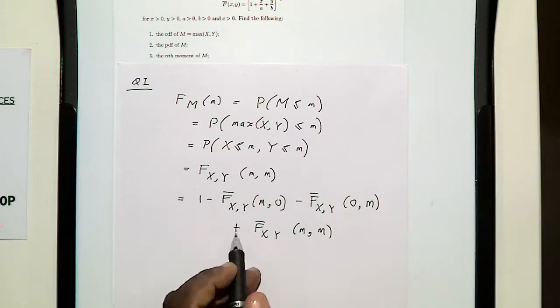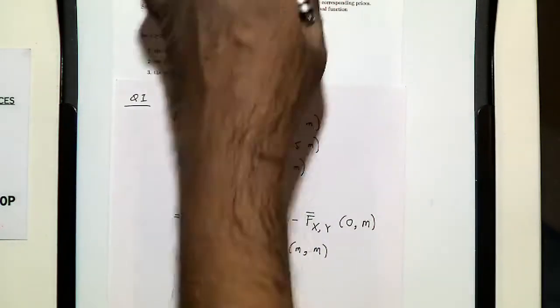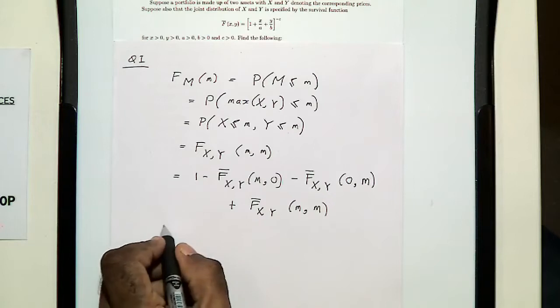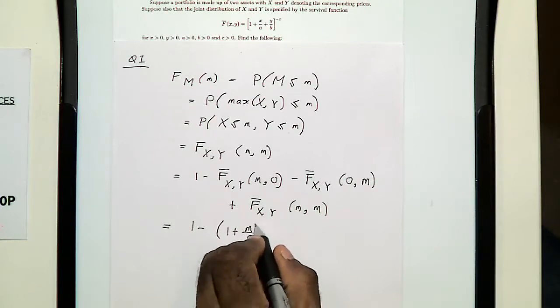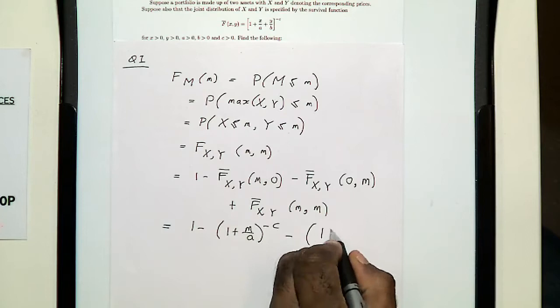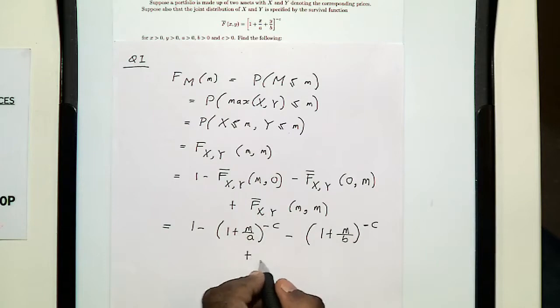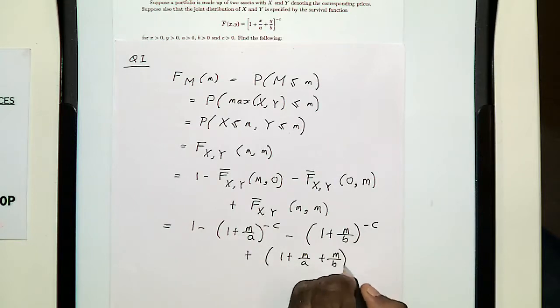Now this guy, we know what it is because the question gives the formula for the joint survival function. So we know what each of these is. So this is going to be 1 minus... okay? So that's the answer to the first part of the tutorial sheet. Are you okay with this or not?